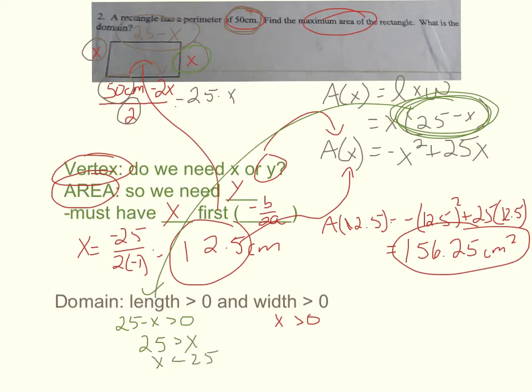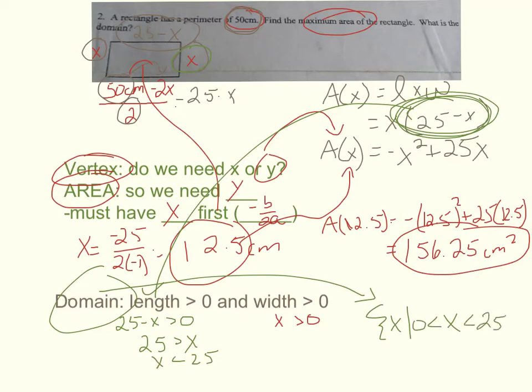So our domain is all x's such that x is a positive number, bigger than 0, but not allowed to be bigger than 25. As soon as it's bigger than 25, the same thing's going to happen: you're going to end up with a rectangle that doesn't exist. Think about it. What if x was 26? Well, 25 minus 26 is negative 1. And last time I checked, I've never seen a rectangle that has a side length of negative 1. Alright, sweet.